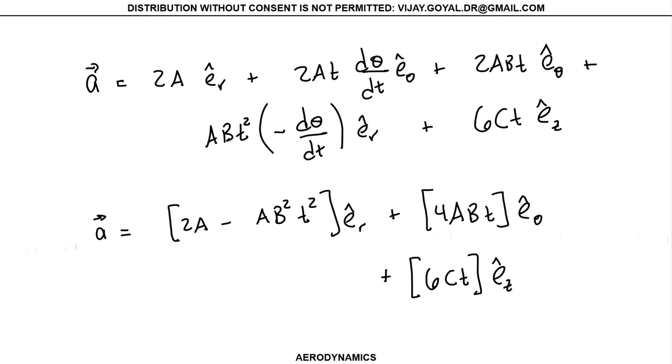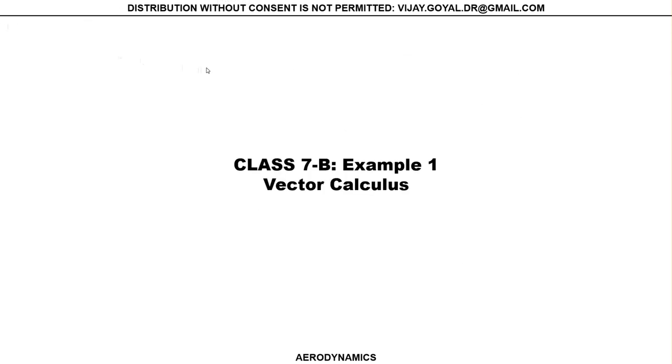So this is one way to do the problem, right? And how to find the acceleration of a particle once we have all those answers. And then there will be another example, a homework problem that's very similar, that you will be required to do on your own. This concludes example number 1.